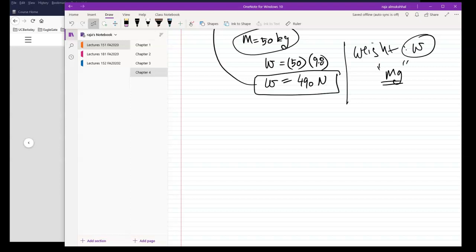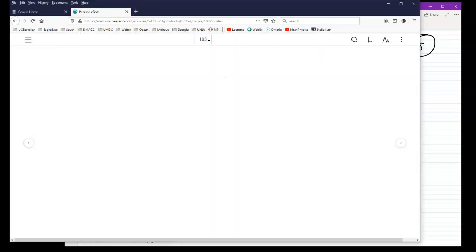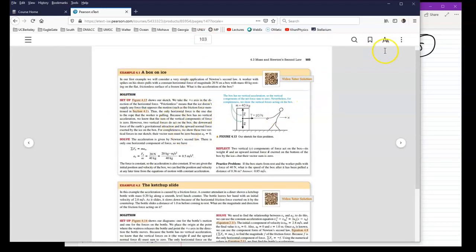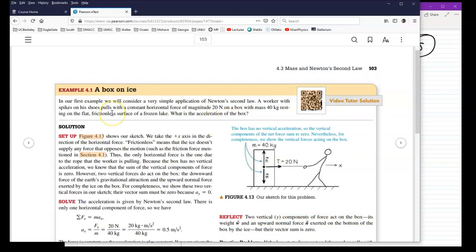Okay, so on page 103, okay, there we go. We have that. Let me magnify it a little bit. There we go. So, all right, it says here, in our first example, we will consider a very simple application of Newton's second law. Okay, when we say second law, it means F equals ma.